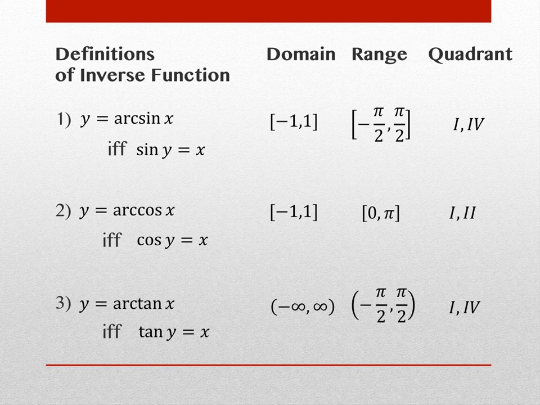So previously, when I was looking at sine, the range was -1 to 1. Now for arc sine, that's the domain. Previously for sine, the domain was -π/2 to π/2. Now that's my range. Everything's switched. That's why I wanted to show you all of that, because I wanted you to see where it's coming from. We're not making anything up. We're just switching x's and y's.